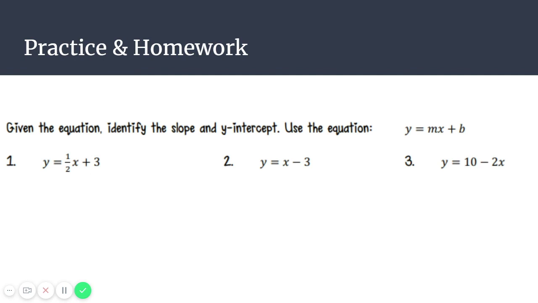Now, let's move on to our practice and homework problems for today. We'd ask that you take a look at all 3 of these questions, given the equation, and identify the slope and y-intercept for each. We will go over the solutions to these at the top of tomorrow's session. So please pause the slideshow at this time, respond to these questions, and we will go over them tomorrow.